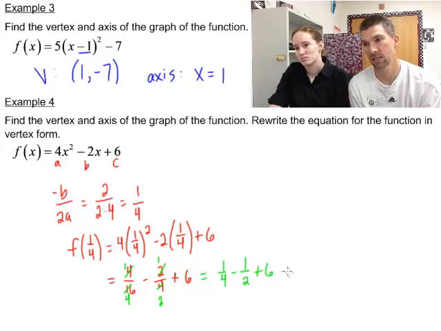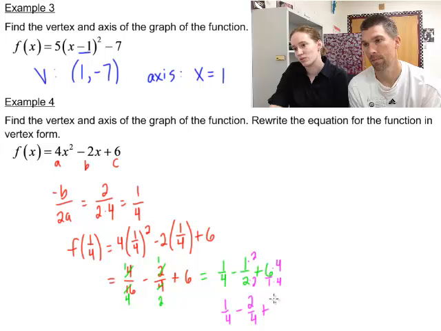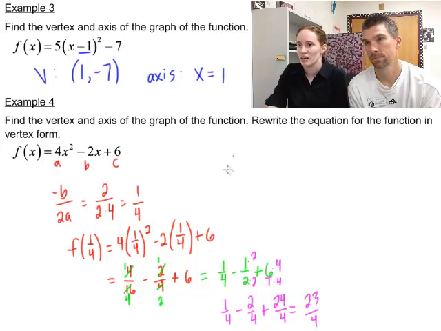So Mrs. Stevenson is grinding out a problem for us right now. I think we need some common denominators. So common denominator of 4, so times 2, times 2, and a 6 times 4, times 4. So that's 1/4 minus 2/4 plus 24/4, which is 23/4. That's the y value. So our vertex is (1/4, 23/4).